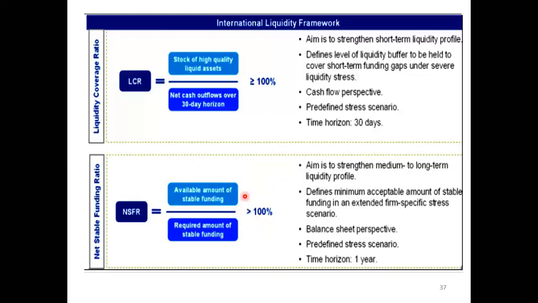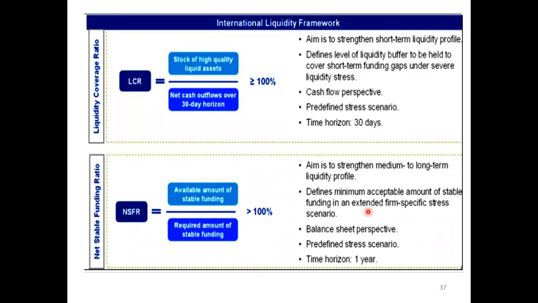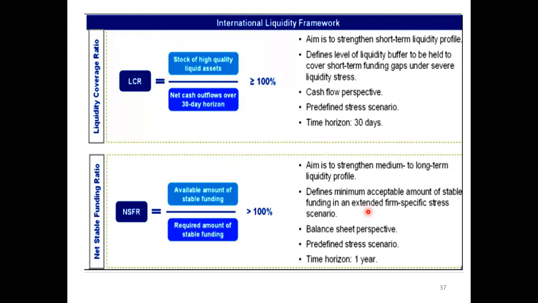So they also have to keep more than 100% available funding, right? Available stable funding and required amount of stable funding. So it aims to strengthen the medium to long-term liquidity profile and defines the minimum acceptable amount of stable funding. It defines a minimum acceptable amount of stable funding in an extended firm-specific stress scenario, from the balance sheet perspective with a predefined stress scenario. So the time horizon is 1 year.